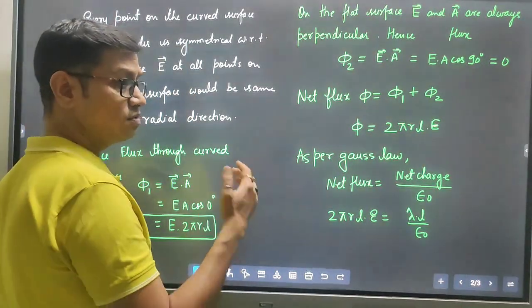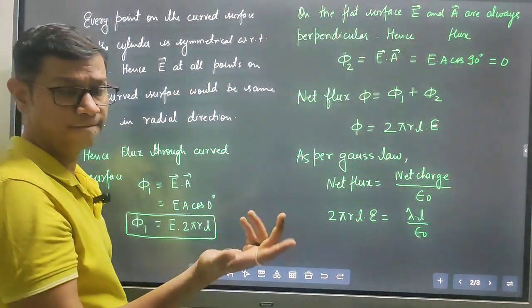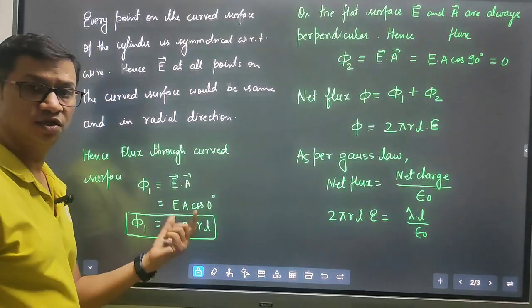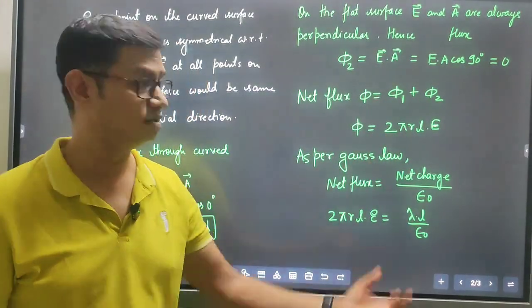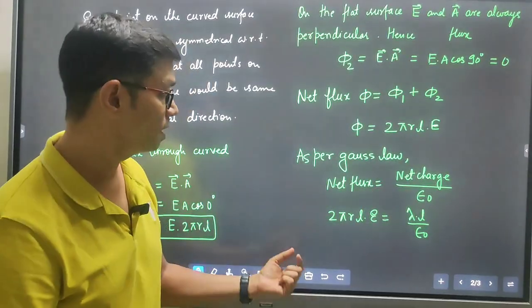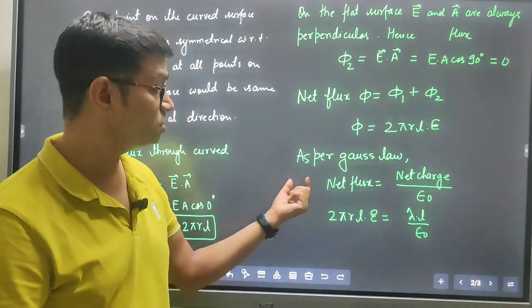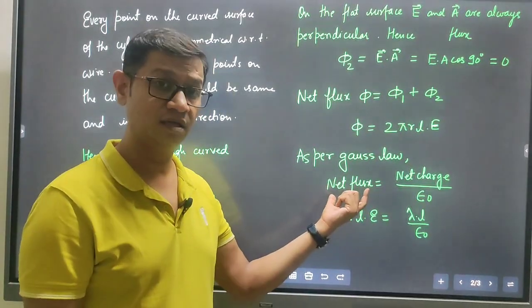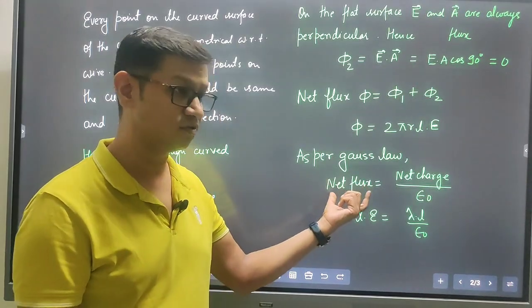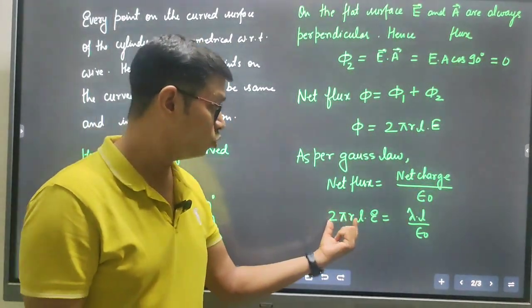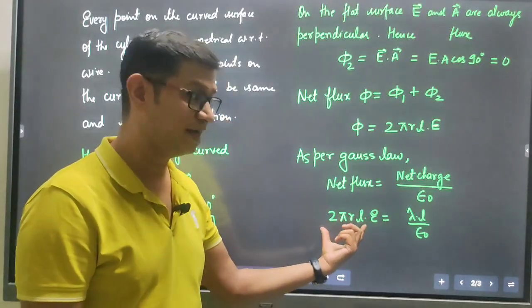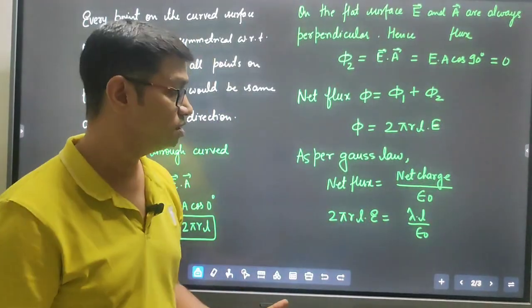So what is my total flux? The flat surfaces are giving you 0. The curved surface is giving you this much. So the total flux is 2 pi r L into E, only from the curved surface. Now what does Gauss law say? Gauss law says the net flux from any enclosing surface is equal to the net charge upon epsilon naught. So 2 pi r L into E, this is my net flux. What is my net charge?